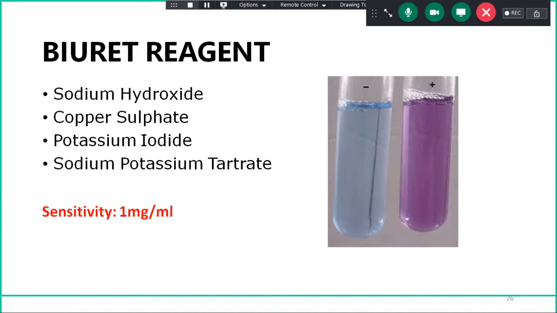Sensitivity of the test, in simple words: if the concentration of protein is below 1 milligram per ml, then this test will not be able to accurately quantify the concentration, so it will give wrong values. Up to 1 milligram per ml, this test will hold good, meaning it will give accurate results.